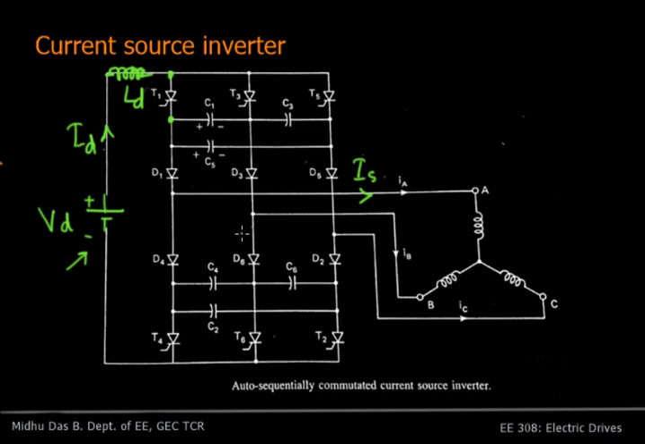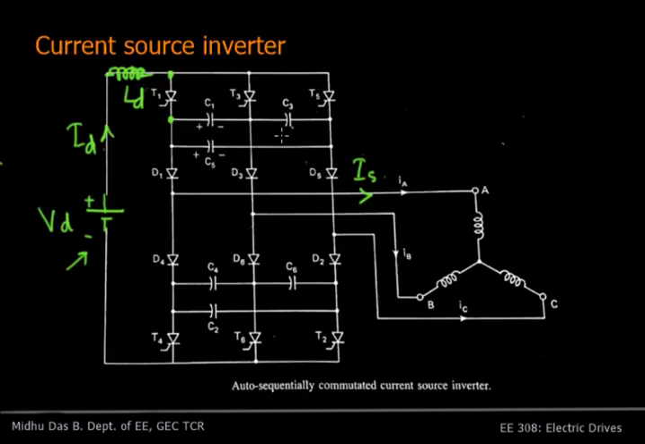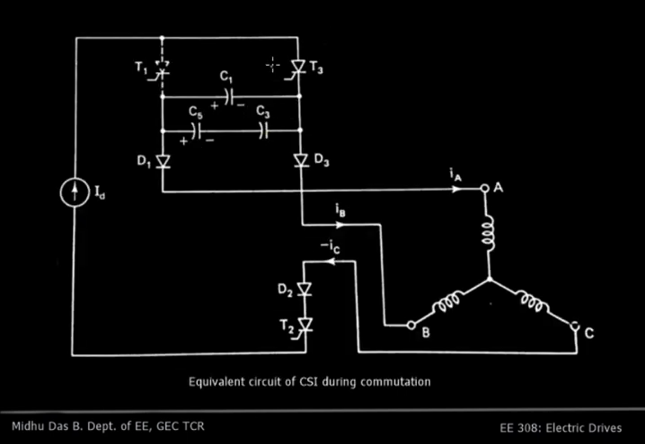So what is the need? Why do we need these diodes D1, D3 and D5, etc.? We'll see an equivalent circuit for the commutation. During commutation, when T1 is turned off after turning on T3, you see these capacitors C1, C3 and C5 get connected like this. C1, then C3 and C5 will be in series. You can see that now this capacitor will start charging through T3.